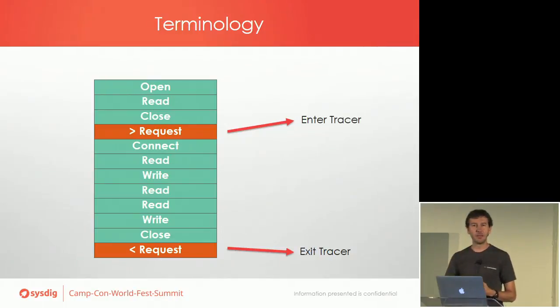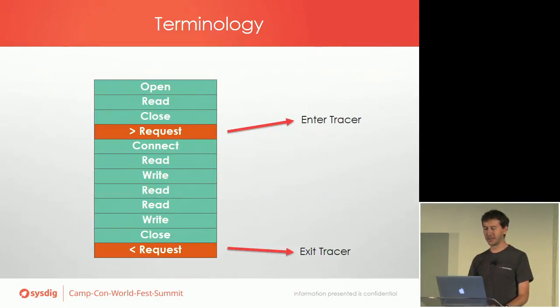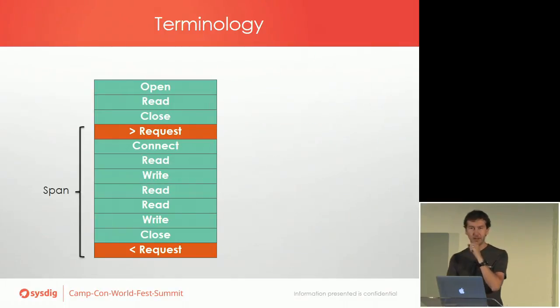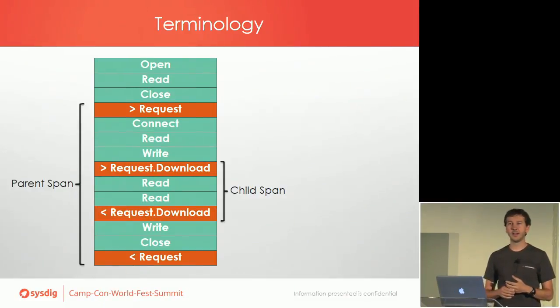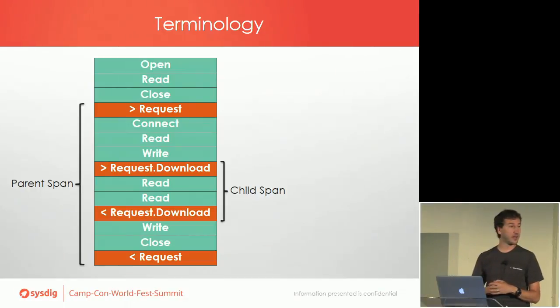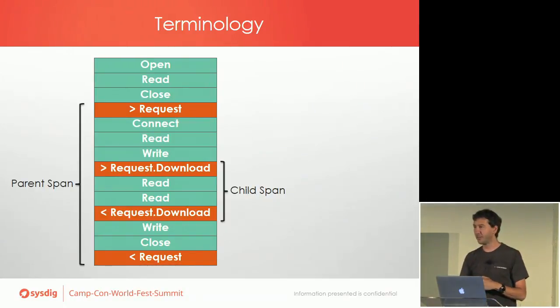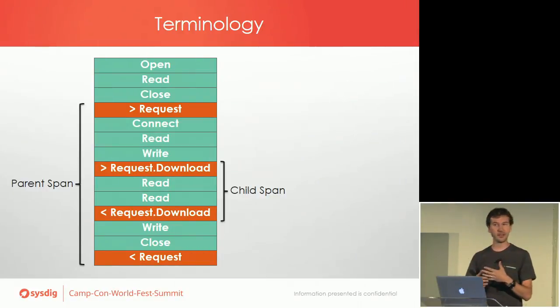Events always come in pairs. So you always have an enter event and an exit event. And the combination of an enter event and an exit event with the same ID and the same name is a span. You can have multiple spans inside one or multiple applications running on the same machine or multiple machines. And it's possible to create a hierarchy. So you can have parent spans that contain child spans.